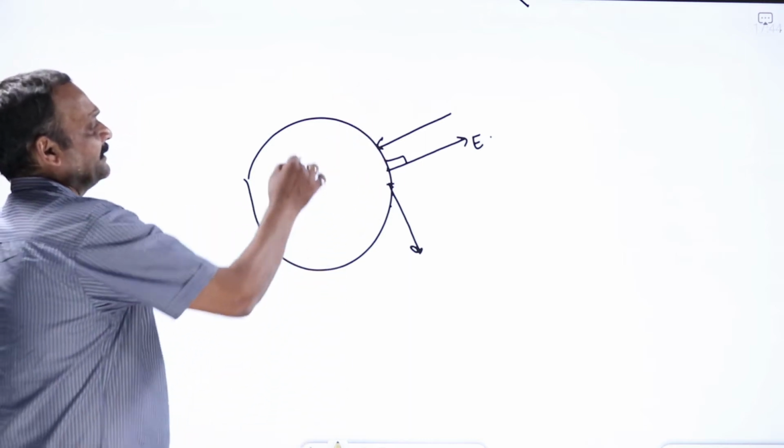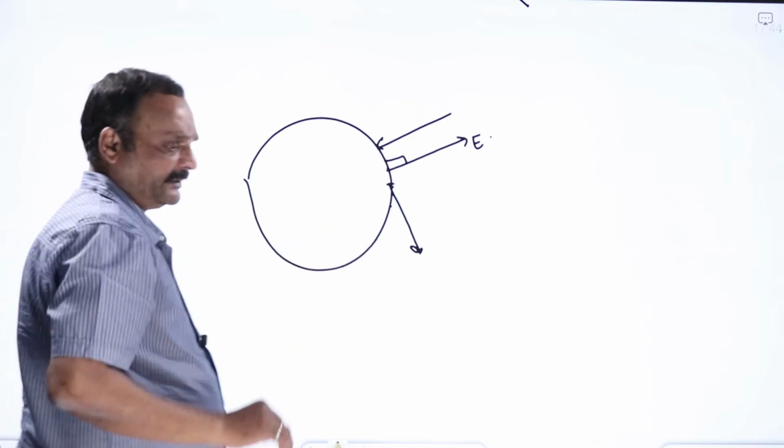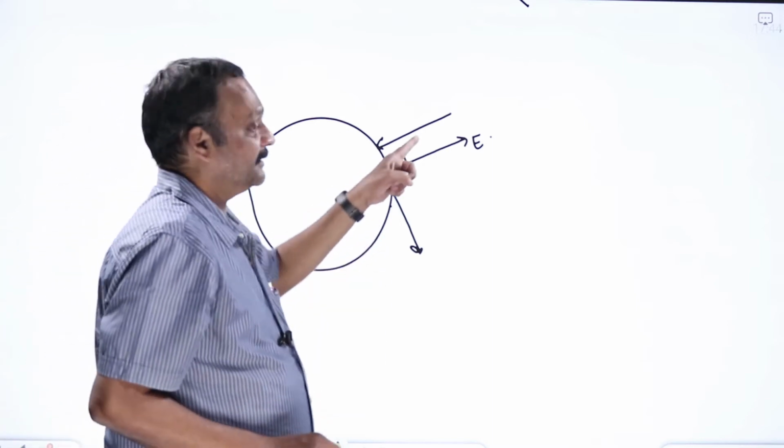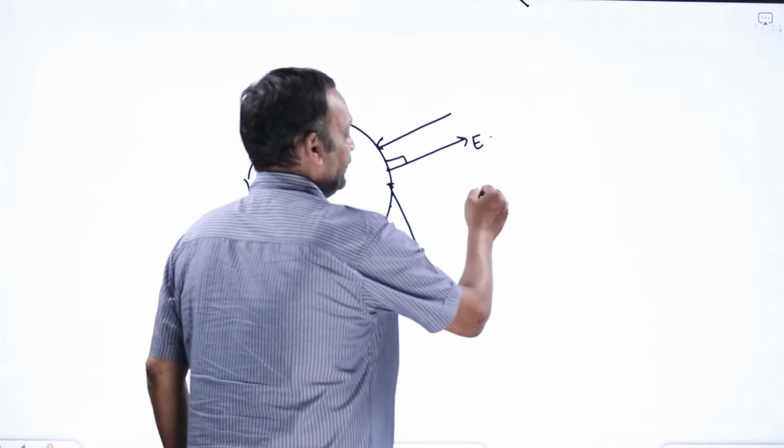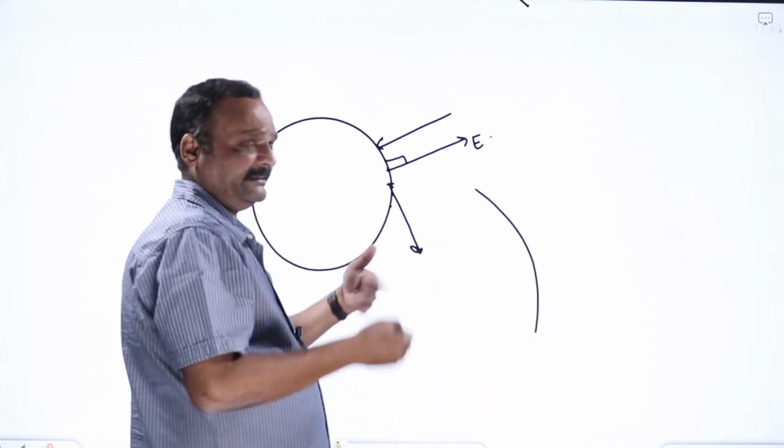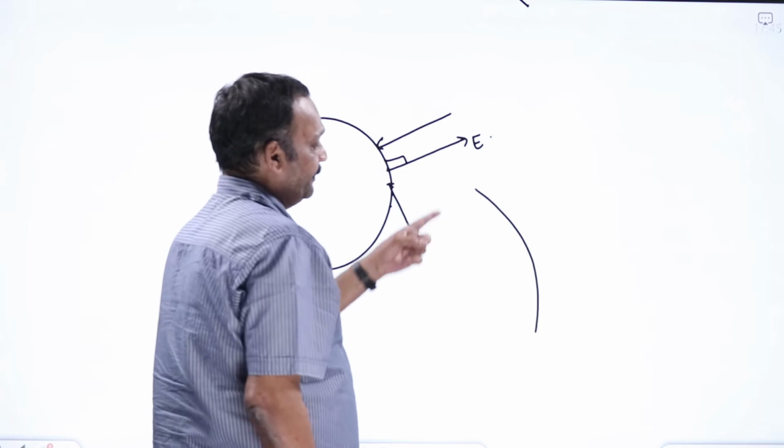Okay, a conductor, as we'll see later on, is an equipotential surface. That means electric lines of force will be perpendicular to an equipotential surface also. What an equipotential surface is will be clear in the next video.